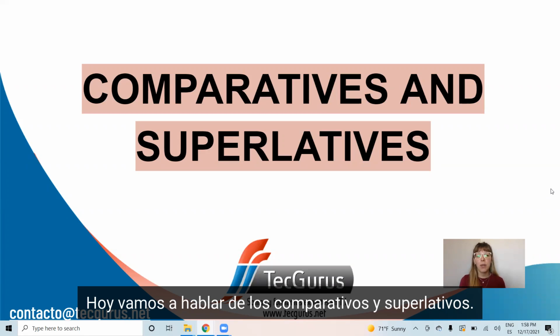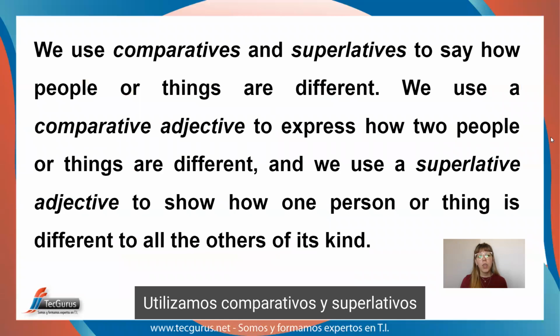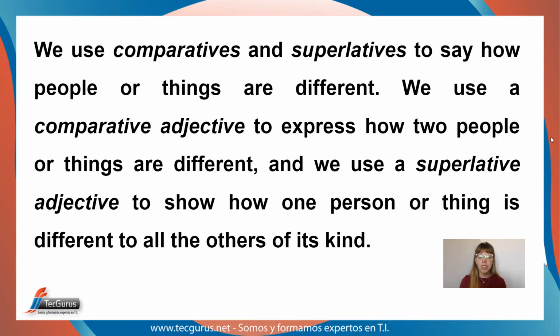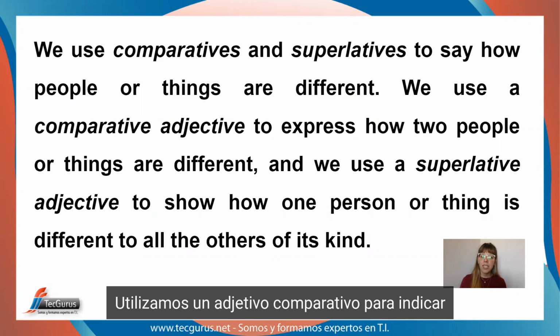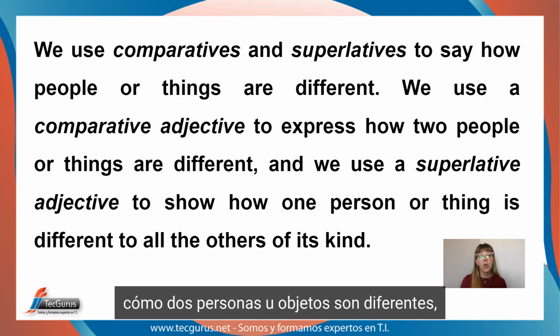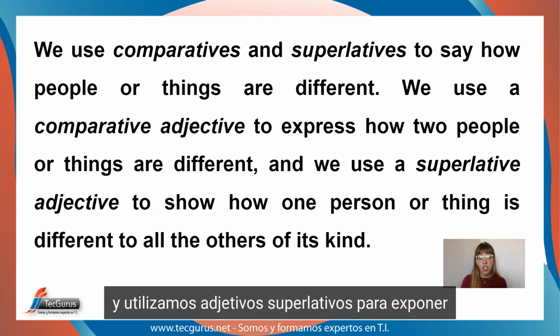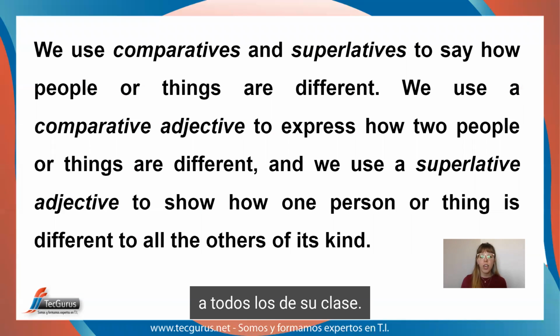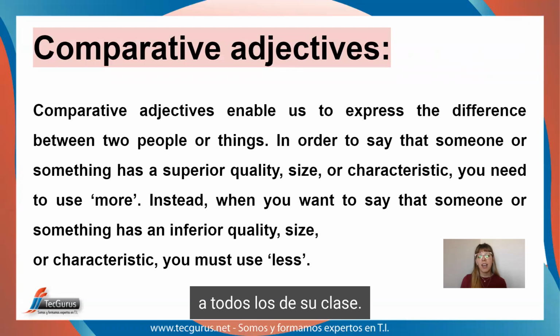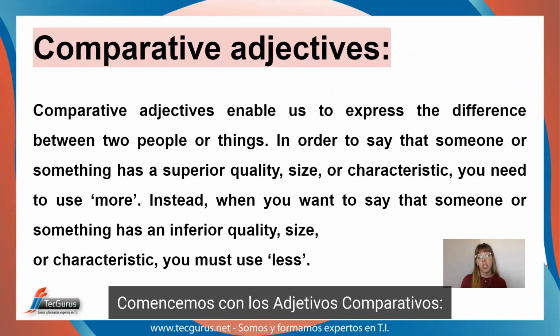Today, we are going to talk about comparatives and superlatives. Well, we use comparatives and superlatives to say how people or things are different. We use comparative adjectives to express how two people or things are different. And we use a superlative adjective to show how one person or thing is different to all the others of its kind. Let's start with the comparative adjectives.